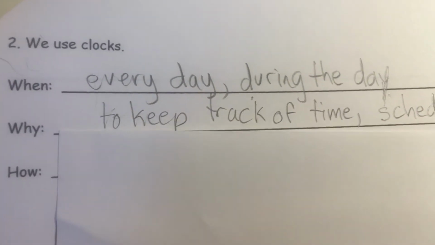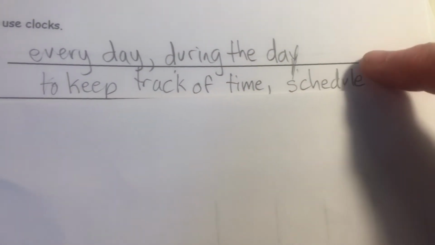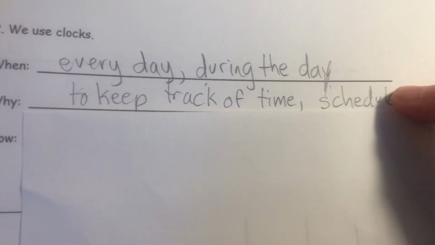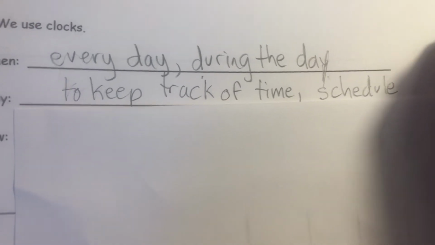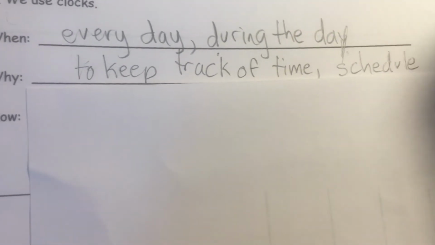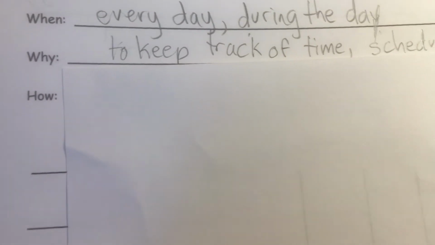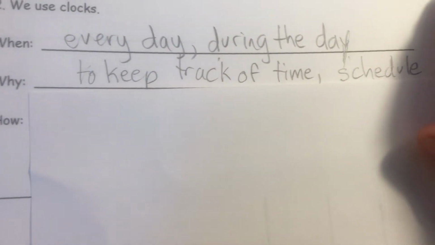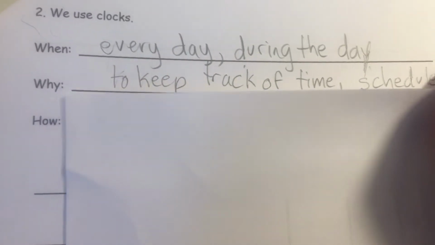Why do we use clocks? Well, we use them to keep track of time, or I said schedule, to stay on schedule. Like at school, we use clocks to keep track of when we should be in math and when we should be in literacy and when we should be at recess and when we should have gym and so on and so on. So it's to keep track of a schedule or to keep track of time. That's why we use clocks.